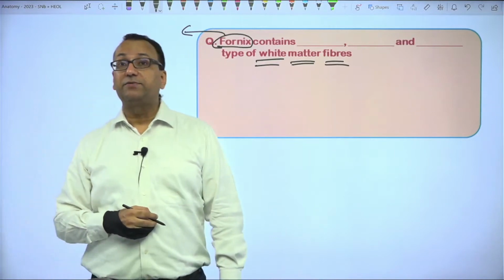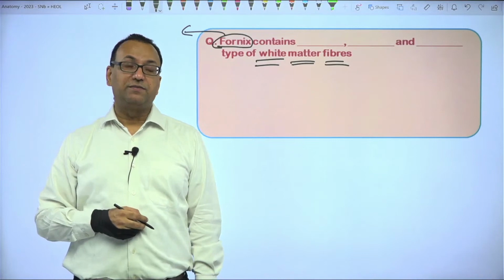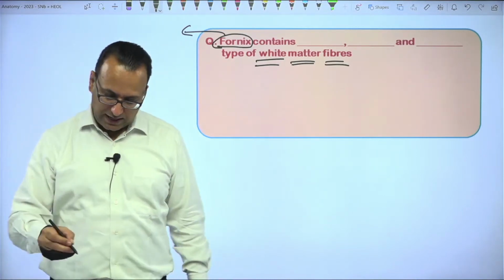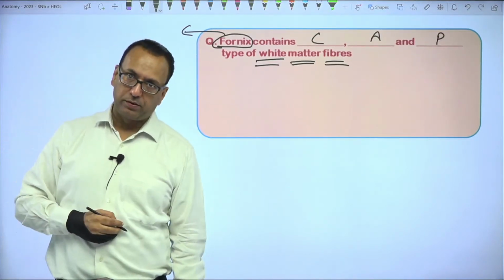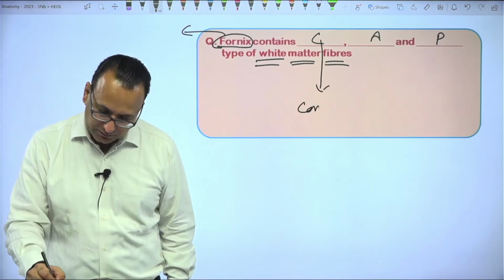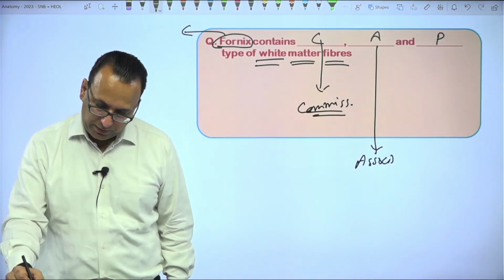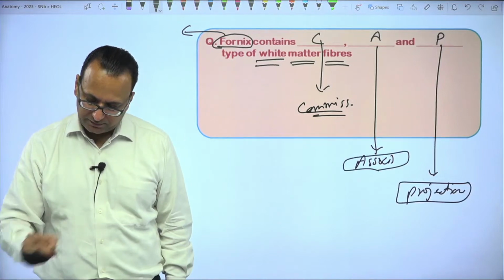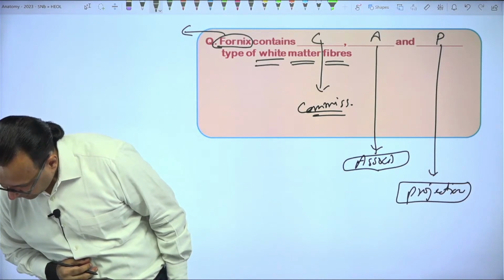If you say white matter fibers are 3 types and it contains all the 3 types, which should be my first answer? What should be the sequence? It is quite a controversial question, but I will help you to remember CAP. What is CAP? C, commissure fibers; A, association fibers; P, projection fibers. What are these commissure, association and projection fibers? Mammillary body and hippocampus connect: commissure fiber, yes; association, yes.